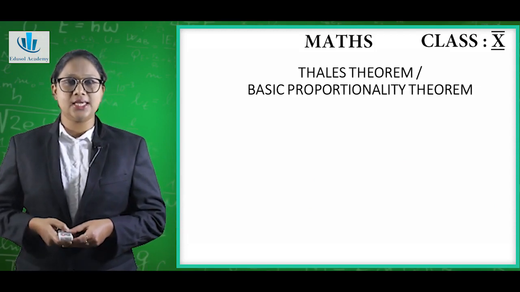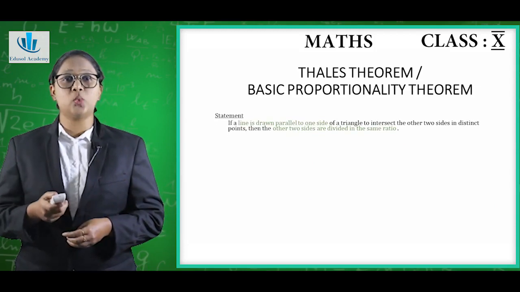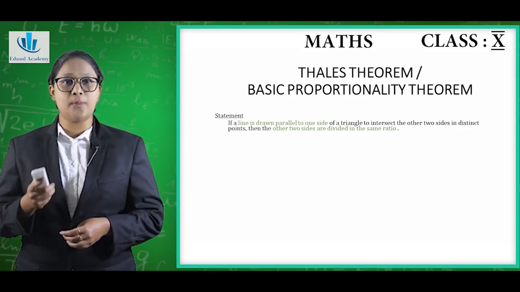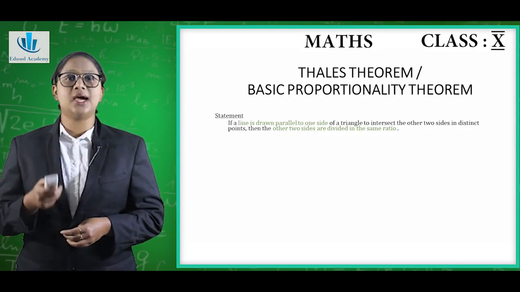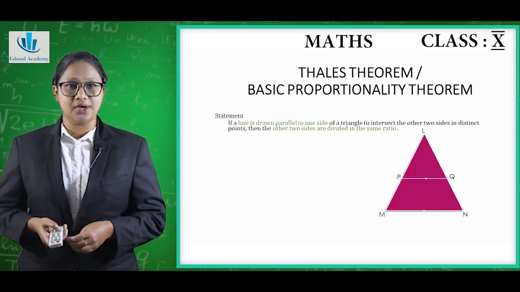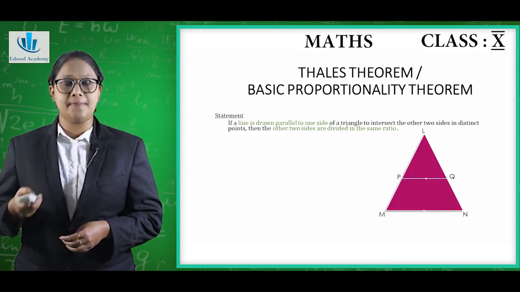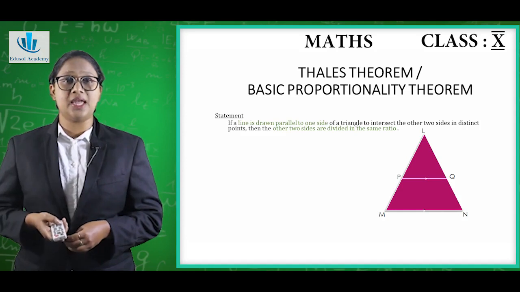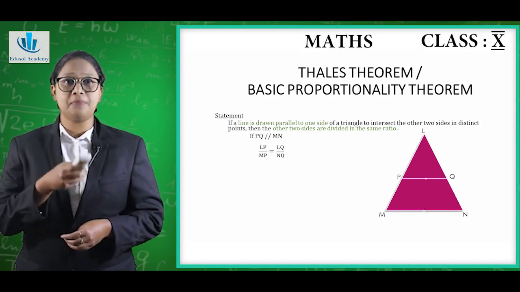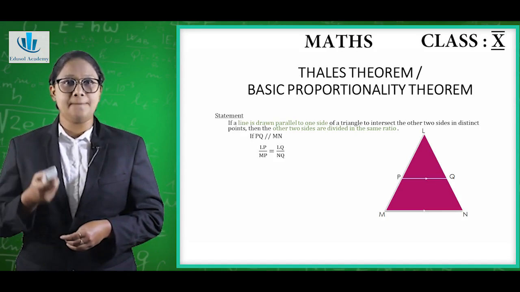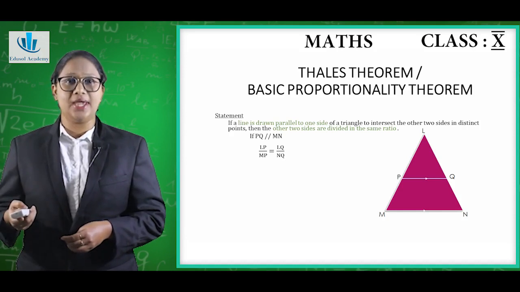It states that if a line is drawn parallel to one side of a triangle to intersect the other two sides in distinct points, then the other two sides are divided in the same ratio. Here we have illustrated that with a figure. You can see a triangle LMN with a line PQ drawn parallel to MN. So mathematically, this theorem can be written as, the condition is if PQ is parallel to MN, then LP by MP is equal to LQ by NQ.